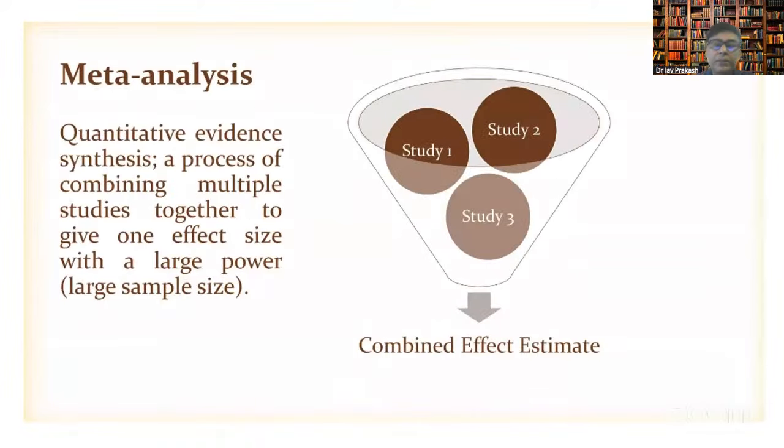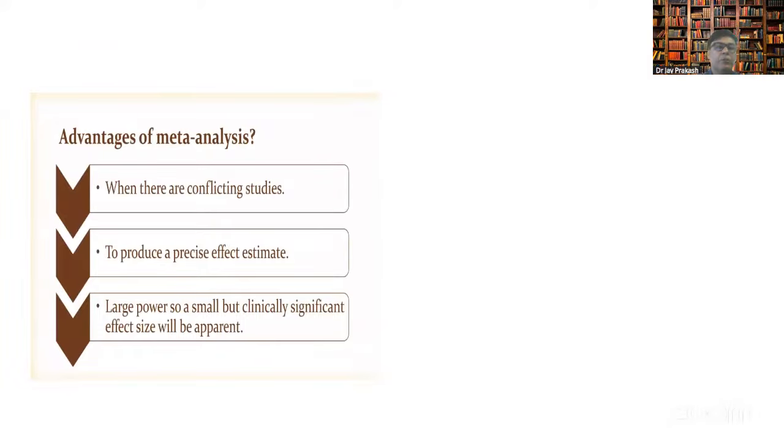If you include many studies, suppose 3 studies, the combined effect estimate will give more power. Why? Suppose one study comes with a sample size of 100, the second with 150, and so on. By including all these studies, the sample size increases, and the power of the study also increases. So what is the main advantage of this meta-analysis?